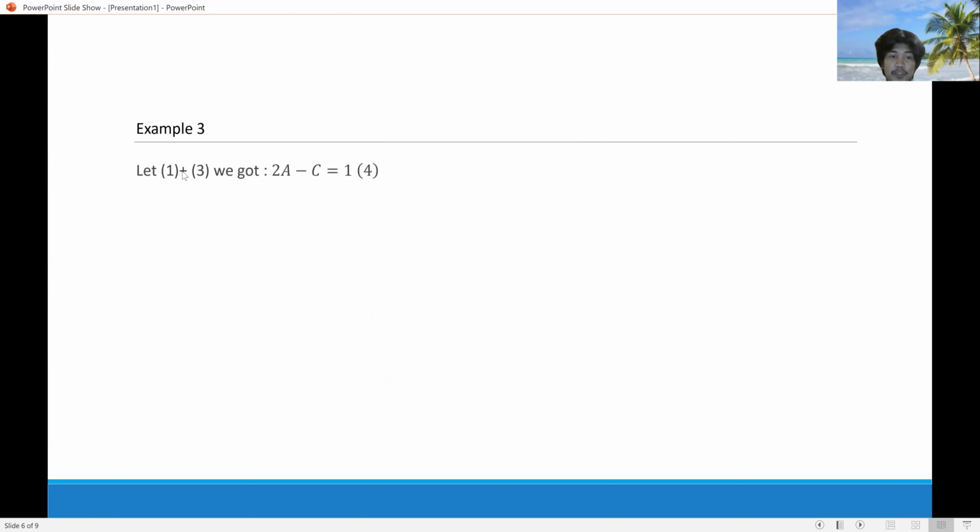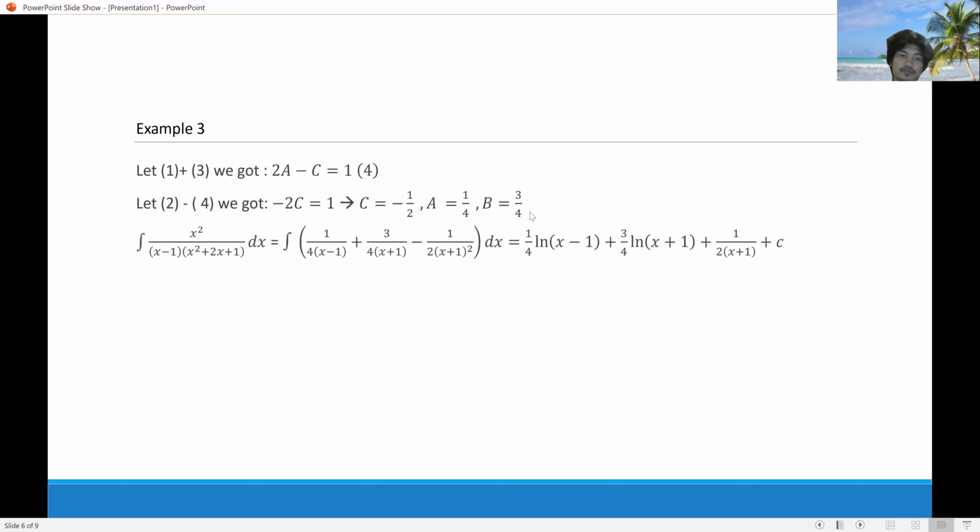So let equation 1 plus equation 3, we get 2A minus C is equal to 1. And then let equation 2 minus equation 4, we get minus 2C is equal to 1. Then we get C is equal to negative 1 over 2. So we plug C into this equation, we get A is equal to 1 over 4, and we plug it into equation 1, we get B is equal to 3 over 4.